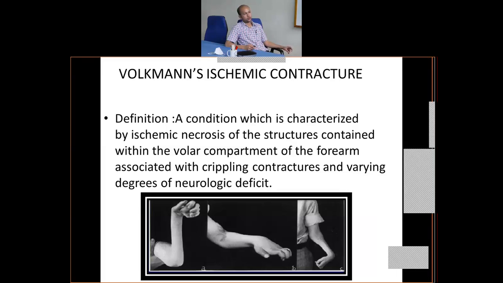So it is a condition characterized by ischemic necrosis of the structures contained within the volar compartment of the forearm, associated with crippling contractures and varying degrees of neurological deficit. Okay, so always remember Volkmann's ischemic contracture is for the forearm, whereas ischemic contracture can occur anywhere. It can occur in the thigh, leg, foot, anywhere.